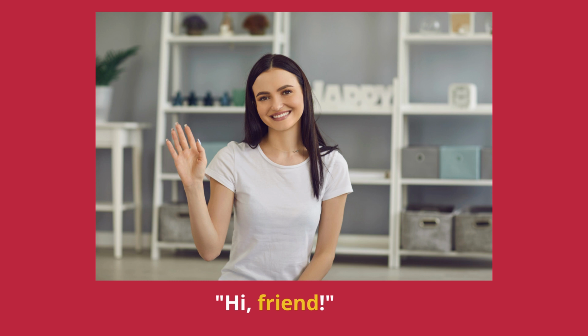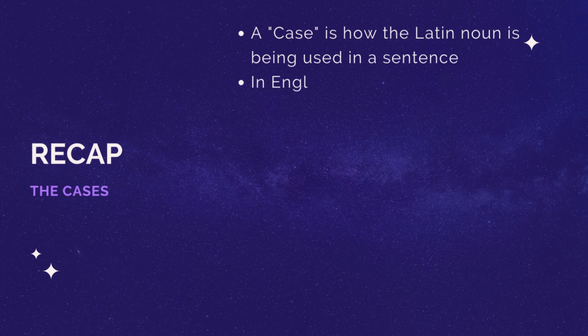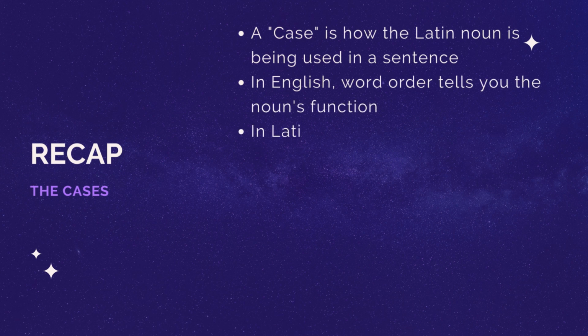Pretty straightforward. So let's just do a quick recap, because again, this is supposed to be a brief overview, and we'll dive into more details in different videos. But a quick recap. A case is just how the Latin noun is being used, right? How's it being used in a sentence? Is it the subject, the direct object? Is it showing possession? We represent that in Latin with the cases. The ending is what's going on.